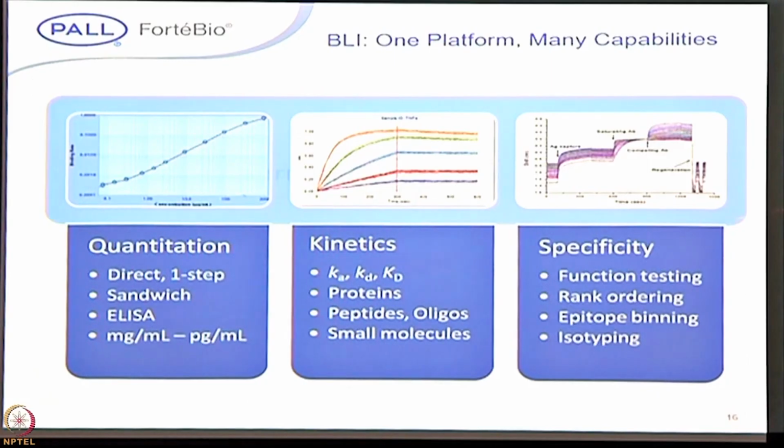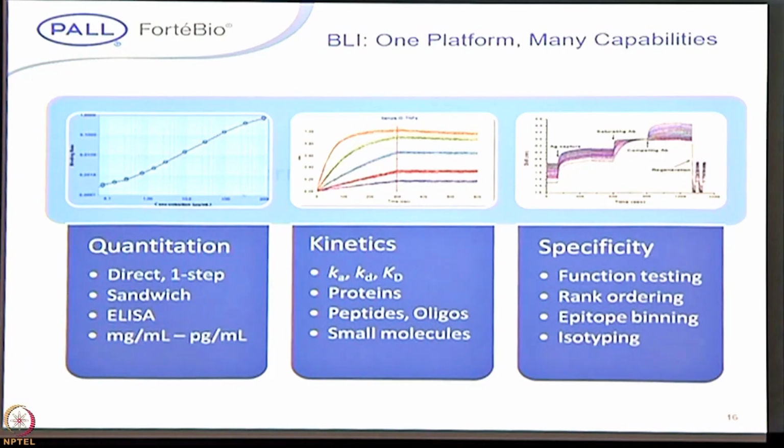Apart from the specificities, you can do functional testing, for example with respect to Fc gamma interactions, which people are doing in drug discovery. You can do rank ordering when you are doing hybridoma screenings with large mAb panels, to tell which is the best antibody that binds to the target, based on the off rate of the molecules. And for epitope binning, we have dedicated software. You can screen where exactly your molecules bind, and also do isotyping and subtyping of your IgGs. So we have a lot of applications on this.